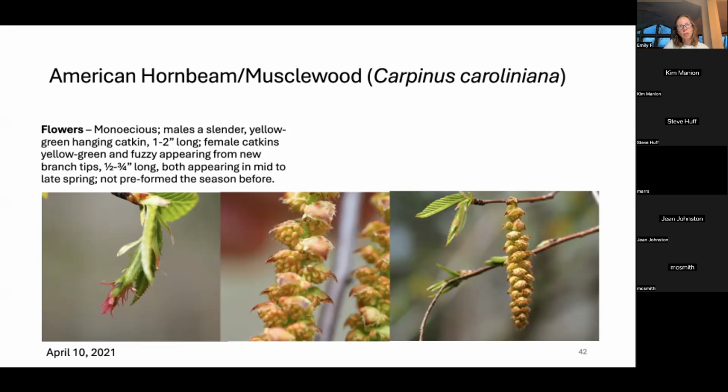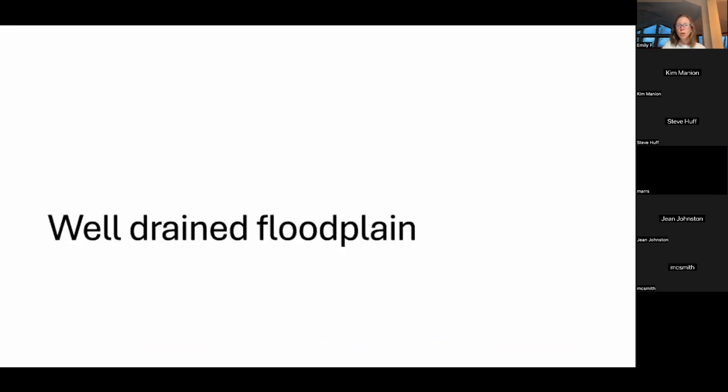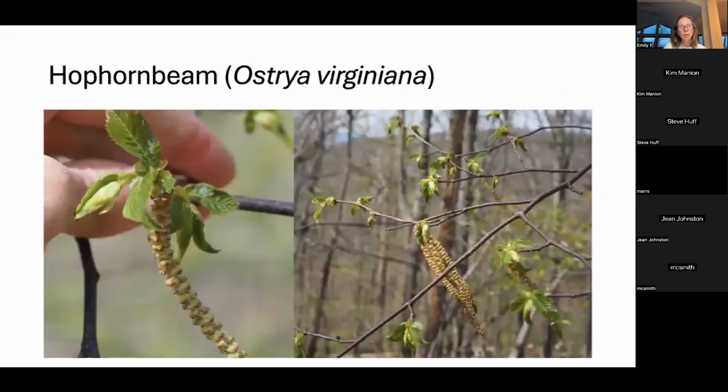So when you are looking at a musclewood, and I was going to put the muscle sinewy bark on the side, but I forgot to do that. In the winter, you won't see any catkins hanging down off this tree. In the well-drained floodplain, we're going to go to Australia.